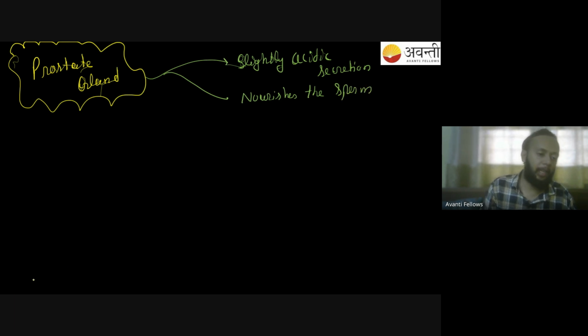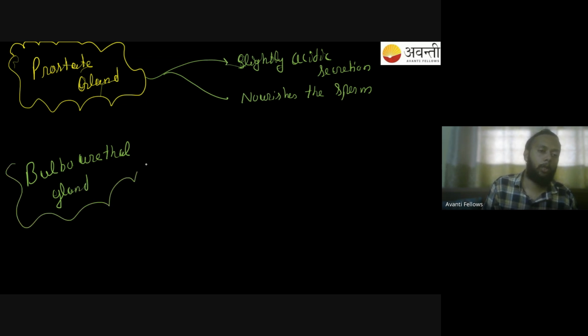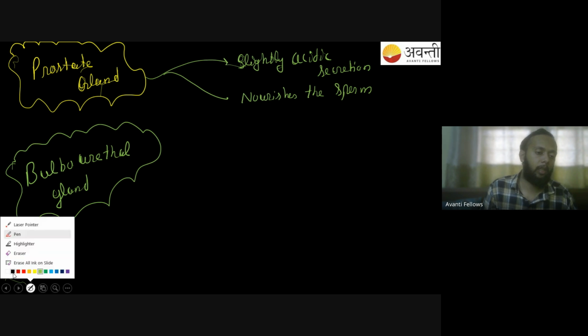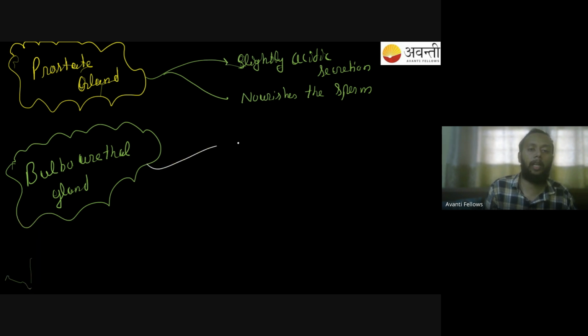And then you have the bulbourethral gland, which is again going to be a number of 2. The bulbourethral gland has a slightly different role. Again, it will have an alkaline solution, an alkaline secretion.